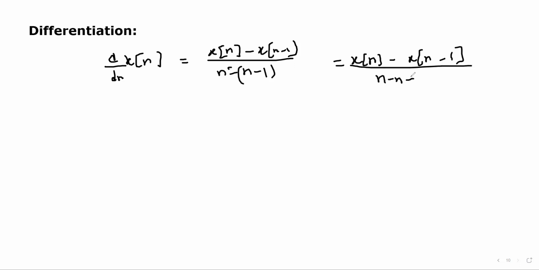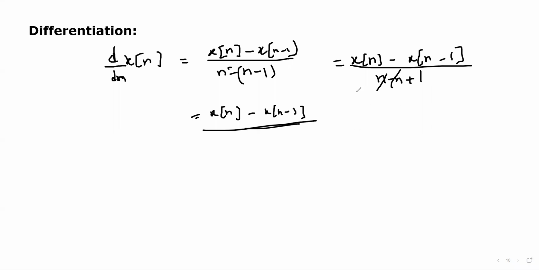So I will write one more step here. So n gets cancelled here, and I can get this as x of n minus x of n minus 1. So the basic differentiation with respect to n is going to calculate the difference from the previous sample to the present sample. That's it. So this is the discrete case.